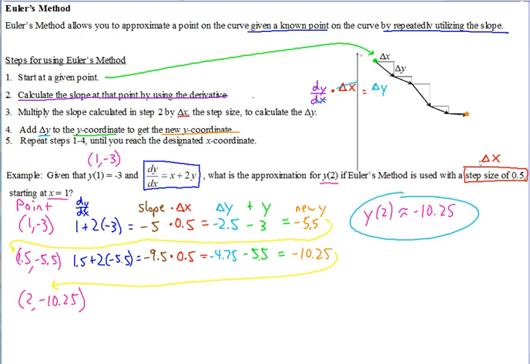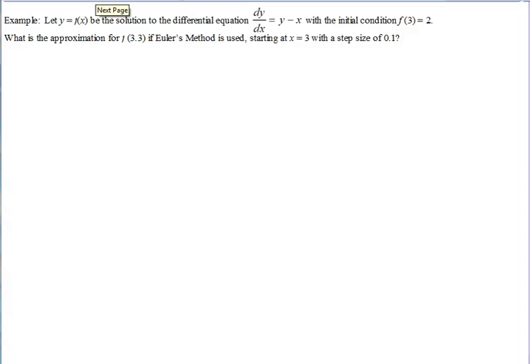Let's take a look at the next example. On this one it says that y equals f of x be the solution to this differential equation. That just means this is the original equation that has dy/dx here as a derivative, with the initial condition f of 3 equals 2. What's the approximation for f of 3.3 if Euler's method is used, starting at x equals 3, with a step size of 0.1?